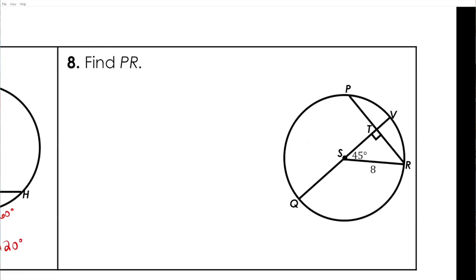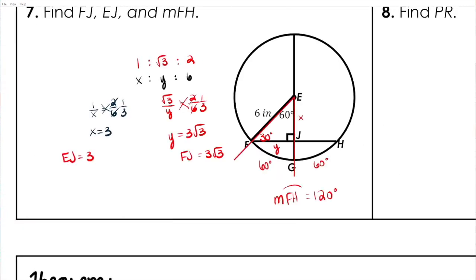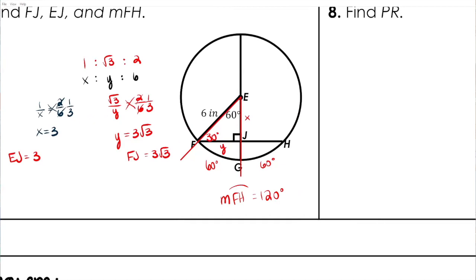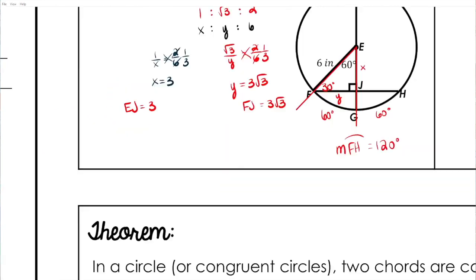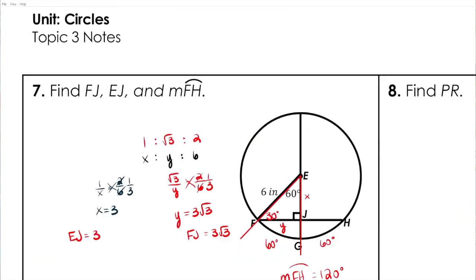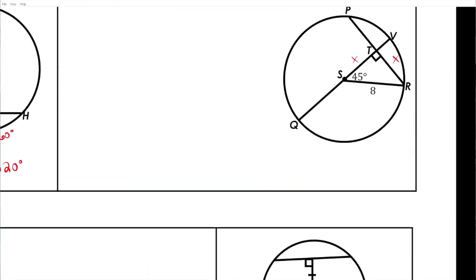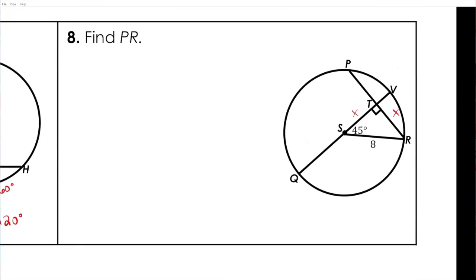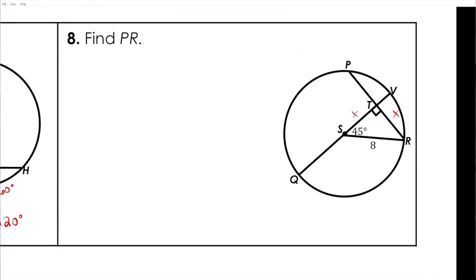Hey, so they want us to find the length of PR. This is where you could do the Pythagorean theorem if you wanted, or you could do special rights. Because on the first one, X and Y were different, so we had 2 variables. But since this is a 45, 45, 90, X and Y are both X, so you could just do the Pythagorean theorem. I'm going to go with special rights. So 1 over X is √2 over 8.